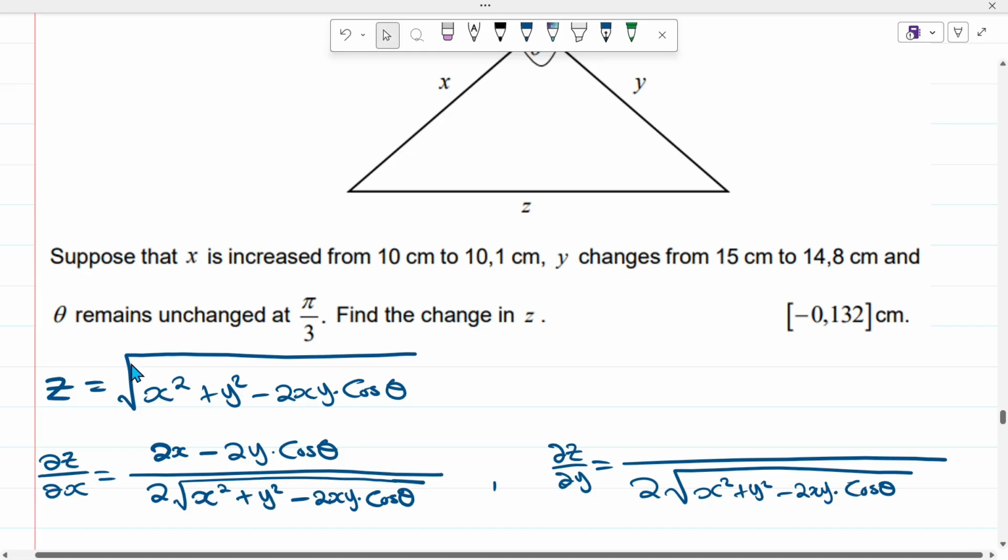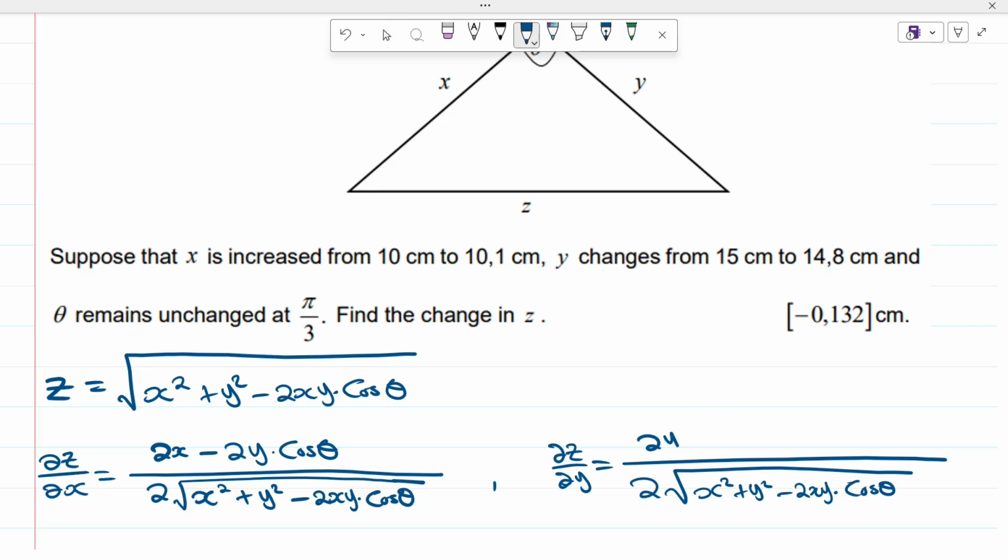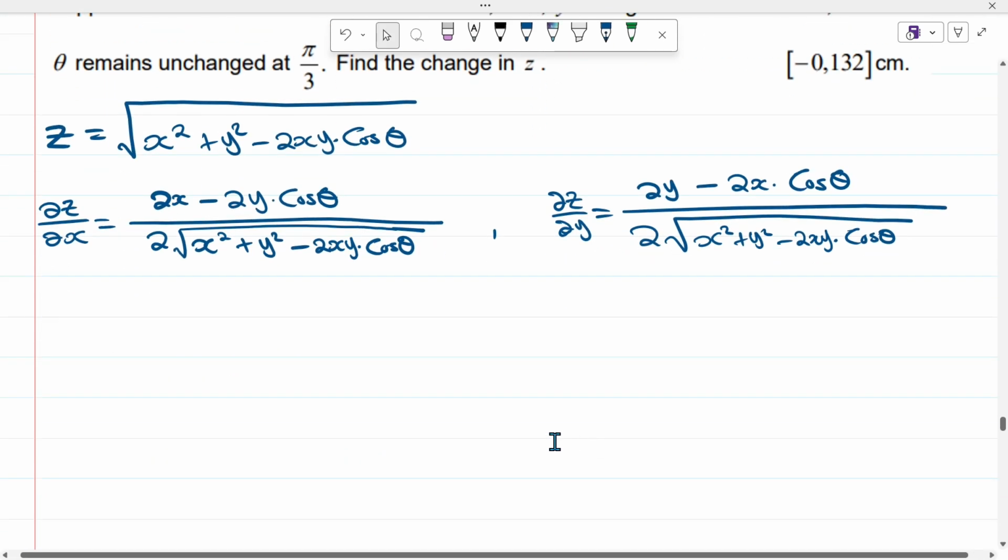So with respect to y now means that x is a constant, x and theta are constant. So you're just going to get 2y minus 2x cos of theta, just like that. And then how about our small change?